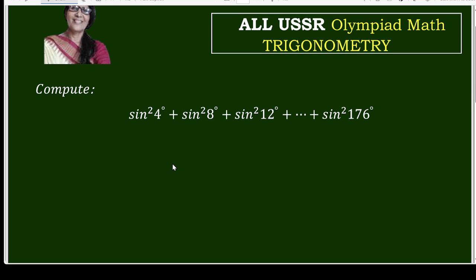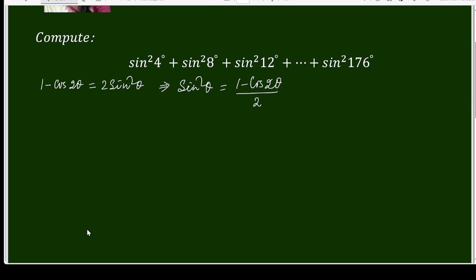So let's proceed. What we will apply here is the formula: 1 minus cos 2 theta equals 2 sine square theta, or sine square theta equals 1 minus cos 2 theta over 2. So I'll apply this formula for each of the terms.